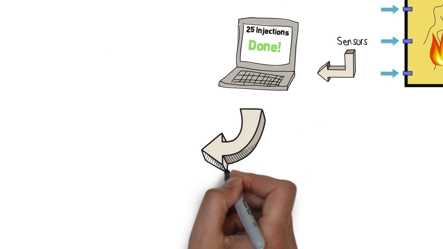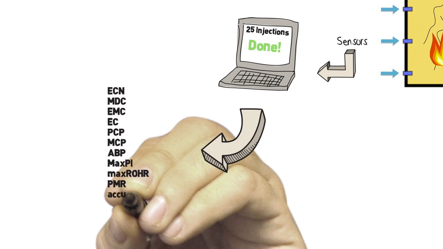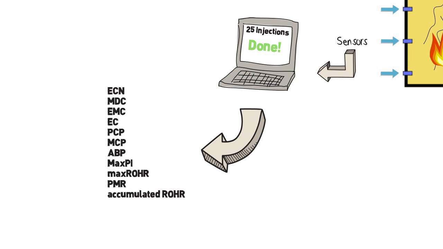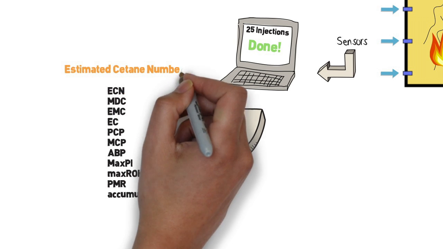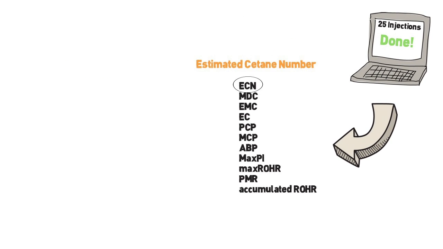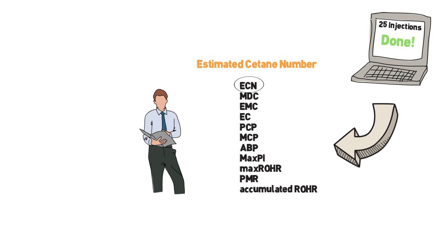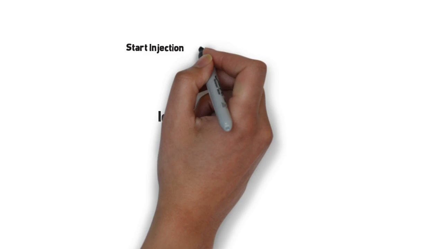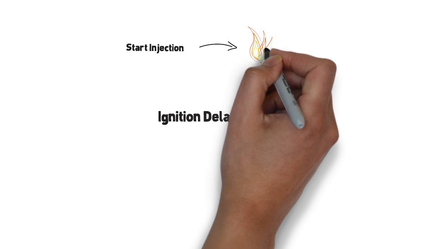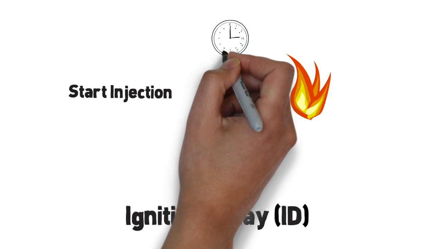Now, after all that data is gathered, the computer puts all of that information together and gives us a number of different results. Of course, one of the most important results that we attain is the estimated cetane number, or the ECN. But we also allow the customer to have a more in-depth look into the quality of the fuel they are using. The ignition delay is the period in time in milliseconds between the start of the fuel injection and the onset of combustion. Basically, ignition delay is measuring how long it takes for the fuel to ignite.